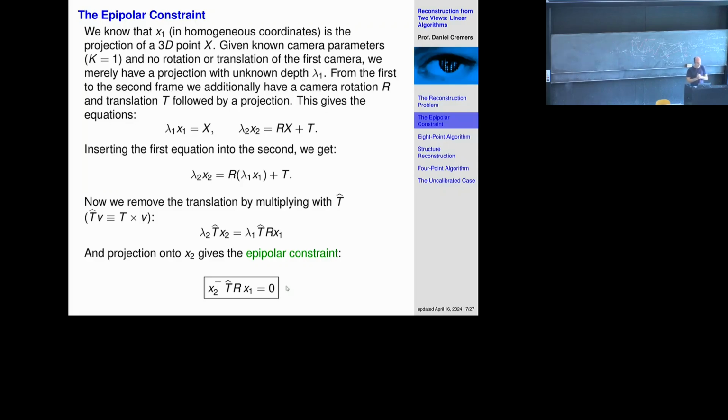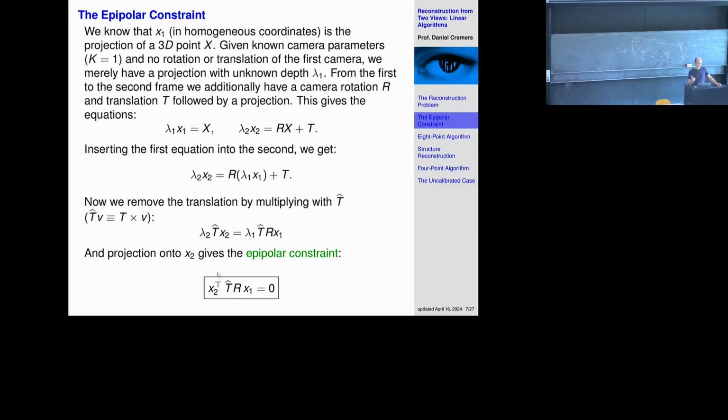So it's a necessary constraint. And what's nice about this constraint, and quite beautiful, is that it's called the epipolar constraint. And what's nice is it does not include any 3D information. It only includes 2D coordinates and camera motion.